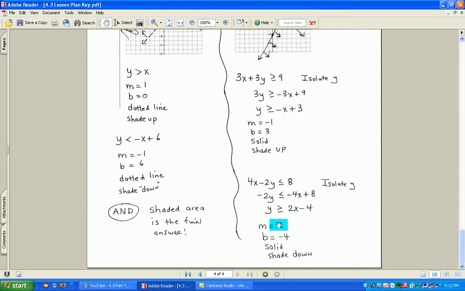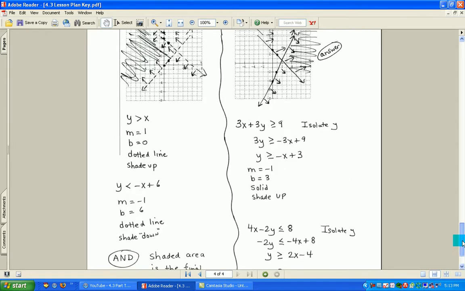Now, the slope is 2, b is -4. It is a solid line because of the equals, but the mistake here on the key that I want you to change, because the final sign says greater than, we should be shading up, not down. So please cross out the word down, and on your answer key write in shade up. Okay, now it's easy. Now we're going to go get the right answer by doing this.